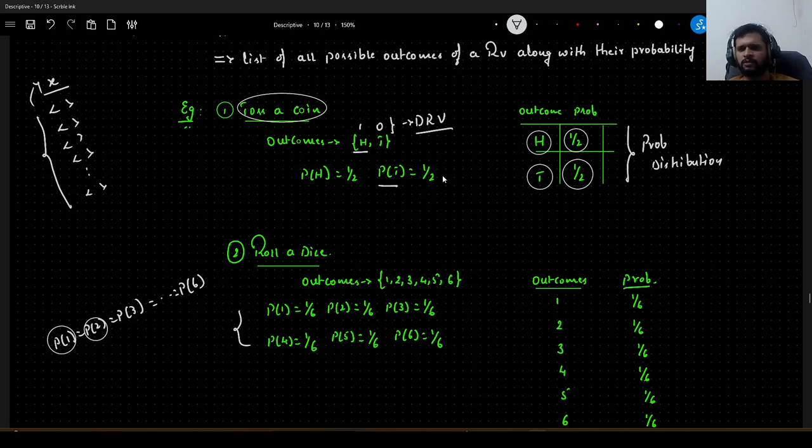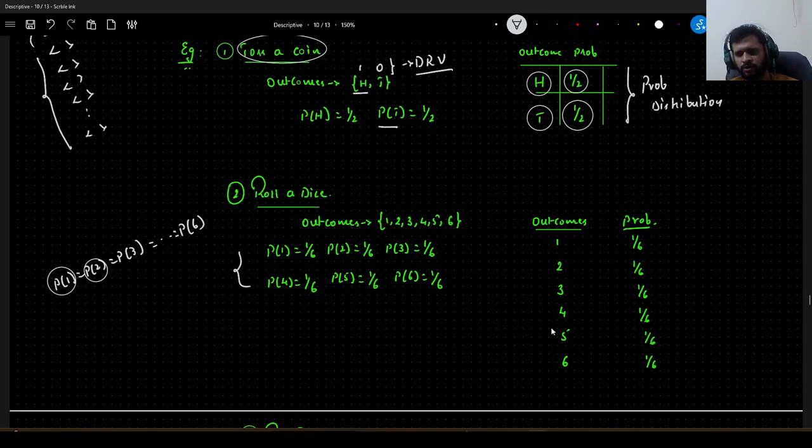We will create two columns. In one column, we will list out all the outcomes, and in another column, we will represent their respective probabilities. So here, that's what I have done. Getting 1 has a probability of 1 by 6, getting 2 has a probability of 1 by 6, and so on and so forth, up to the outcome of getting 6, which has a probability of 1 by 6.